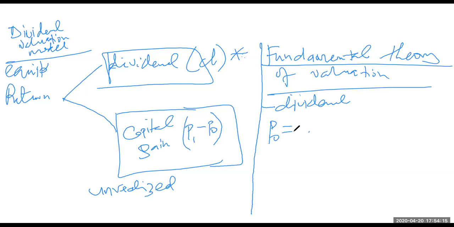The market value of a financial instrument, the market value P naught, is equal to simply the sum of the present value of all the dividends. In this context, there's an equity share, and the return you receive in case you are an equity shareholder is simply the dividend. So the sum of the present value of all the dividends that you'll be getting as an equity shareholder over the life of that particular equity share will give us an estimation of what should be the market value of that equity share.